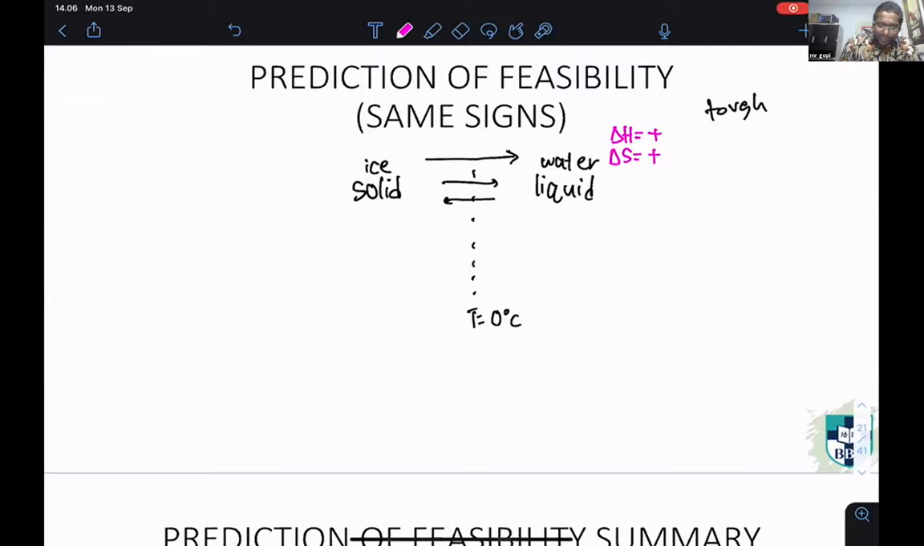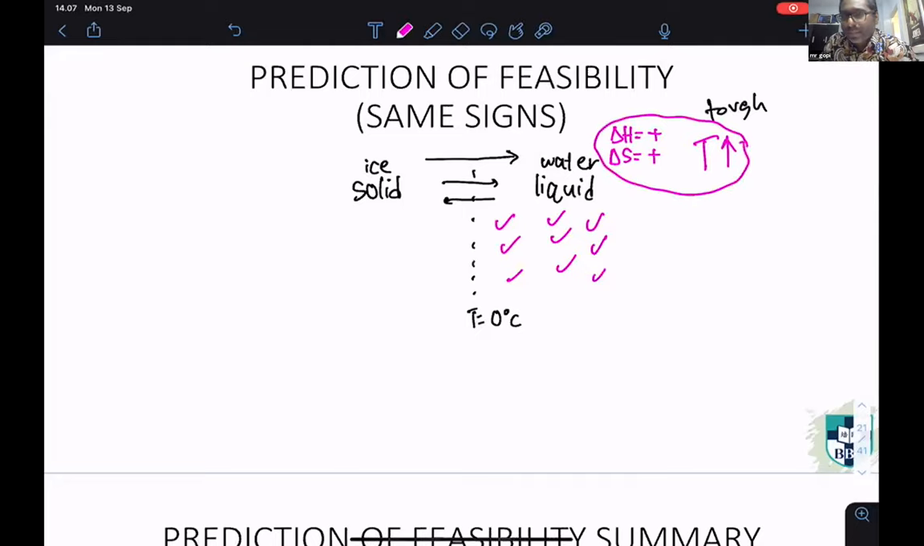They are going to be spontaneous above 0 degrees. It means at this temperature. What you can say over here is, at higher temperature, this reaction, ice turning into water, is going to be spontaneous. You use the same concept for this. At higher temperature, if you have the same signs, it is going to be positive.